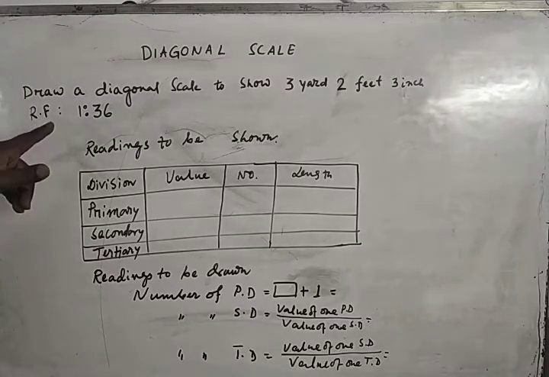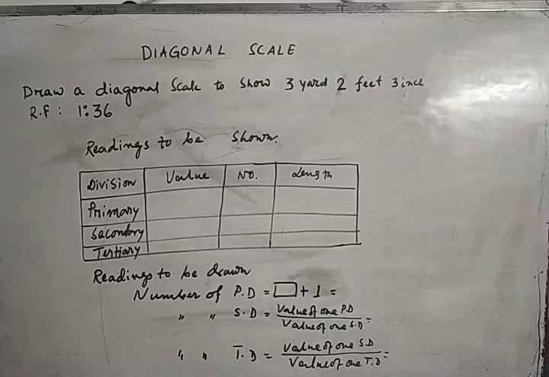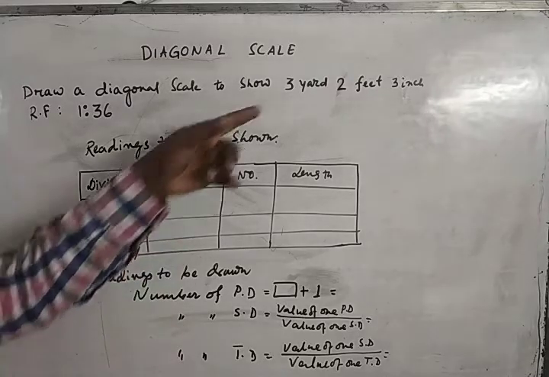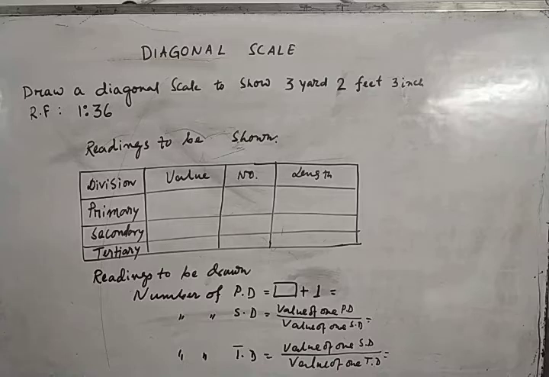Here one problem is given: draw a diagonal scale to show 3 yard, 2 feet, 3 inches. What is yard? Actually, this is the British system of unit. Yard means 3 feet is equal to 1 yard, or 36 inch is equal to 1 yard. 2 feet means 12 inch is equal to 1 feet, and 3 inch, that is 1 inch is equal to 2.5 per centimeter.